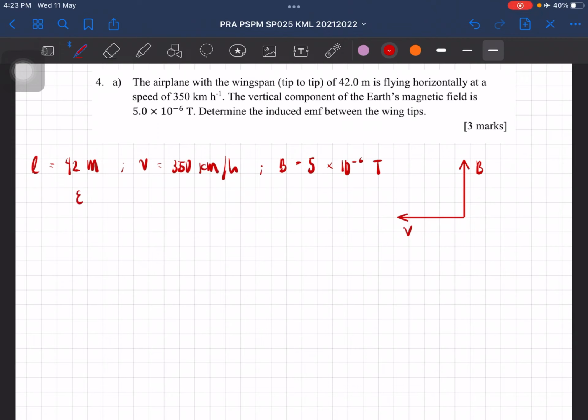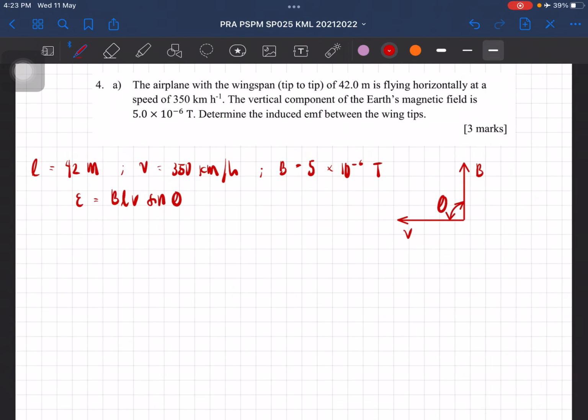So this one we are gonna use B L V sine theta. So the theta is the angle between magnetic field and velocity. Okay, so this is the angle. So what is the angle? The angle is 90 degree. Okay, so from here just substitute all the values and you should get 0.02 volt. Okay, so that is an easy 3 marks for you.